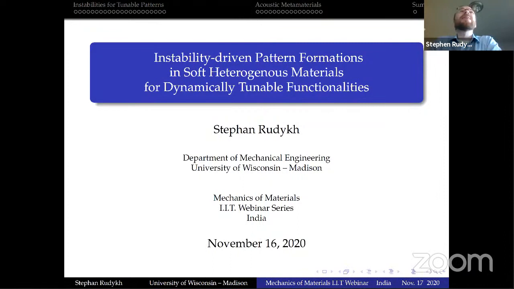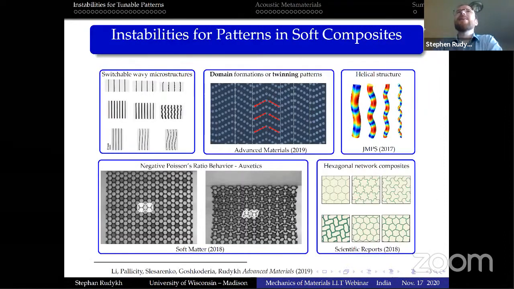All right, so let's start from the first part, which is our review of instabilities. We'll start from a relatively simple and basic example of the formation of wavy or wrinkling patterns in soft materials, in laminates. Then we'll also extend that a little bit into a 3D system of fiber composites and see what we can obtain there.